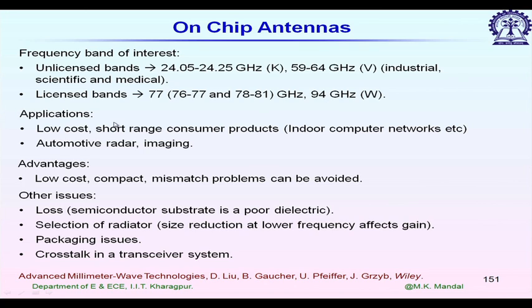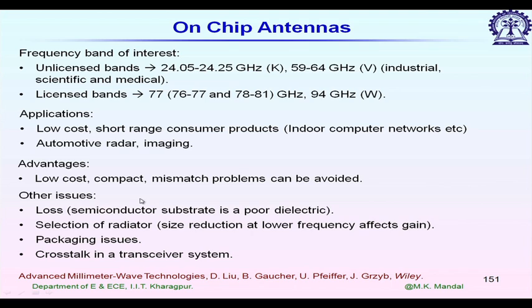So, typical applications are already in use, and some of them are targeted applications. They are low cost short range consumer products like indoor computer networks. We can also replace wireless LAN by millimeter wave link. Then automotive radar applications, imaging applications. So, what are the advantages of millimeter wave frequencies? Obviously, the bandwidth and low cost, compact size, and then the mismatch problem between different components should be avoided.